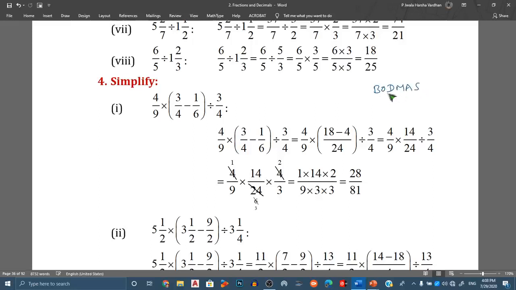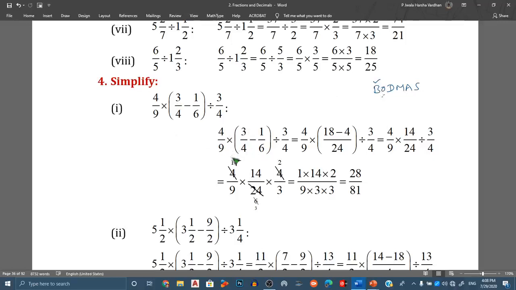BODMAS: bracket, of, division, multiplication, addition and subtraction. This is the order you have to use to solve this type of problem. Observe here, one bracket is also given. Of is not there; division, multiplication, subtraction are given. So first, whatever is there in between the brackets, you have to solve.